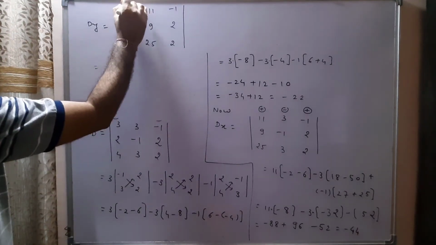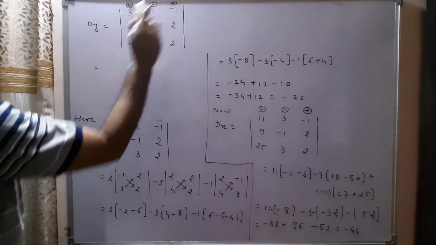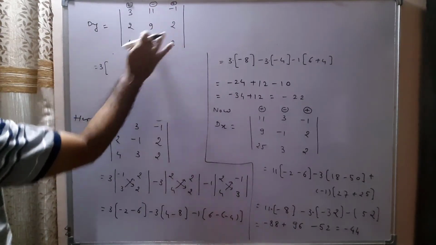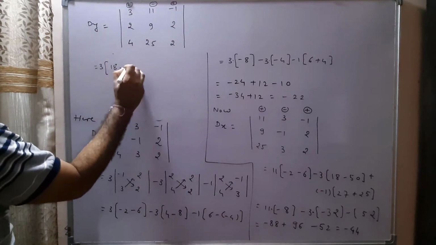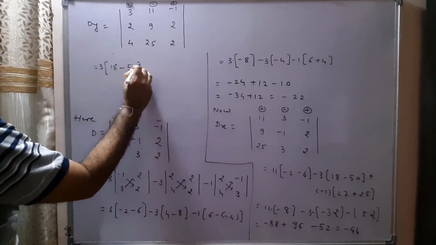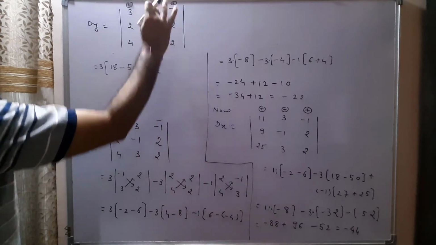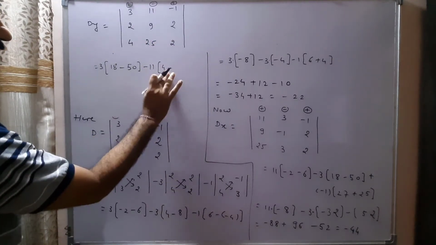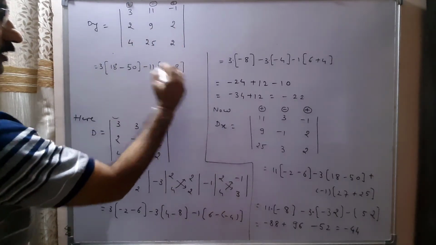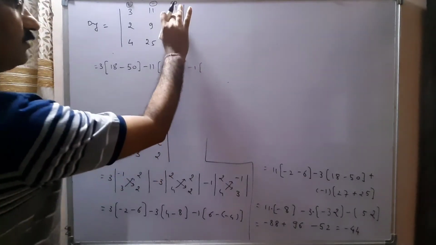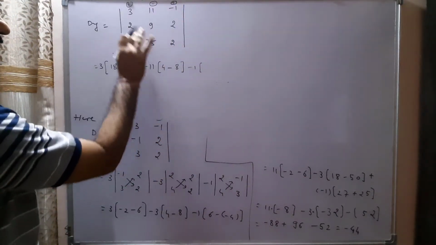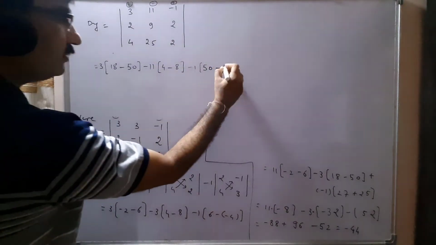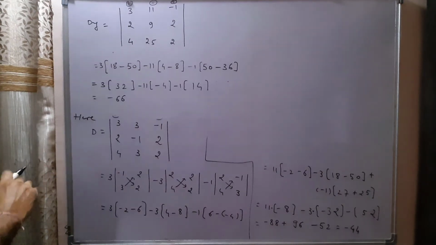Now we find out the value of Dy. So I am taking direct calculations. So here 3 into, drop this row and this column, take direct cross multiplication, 9 into 2, 18, minus 50, minus 11, drop this row and this column, take direct cross multiplication, 2 into 2, 4, minus 4 into 2, 8. Again this minus 1, drop this row and this column, take direct cross multiplication, 2 into 25, 50, minus 4 into 9, 36. So take calculation, minus 66.